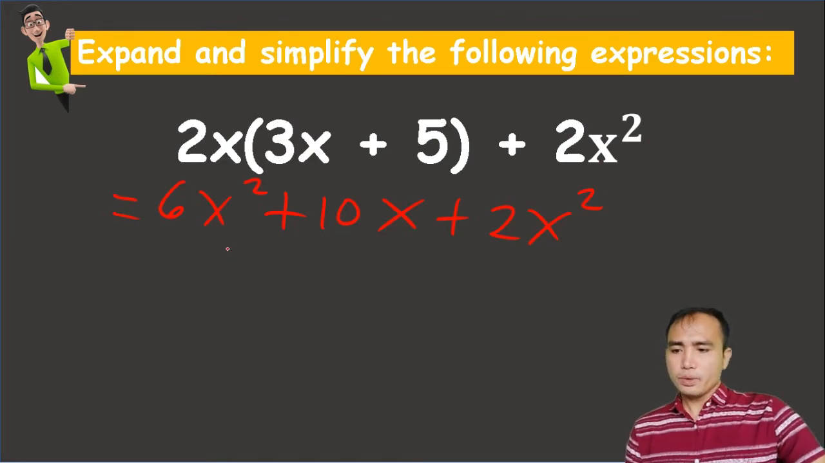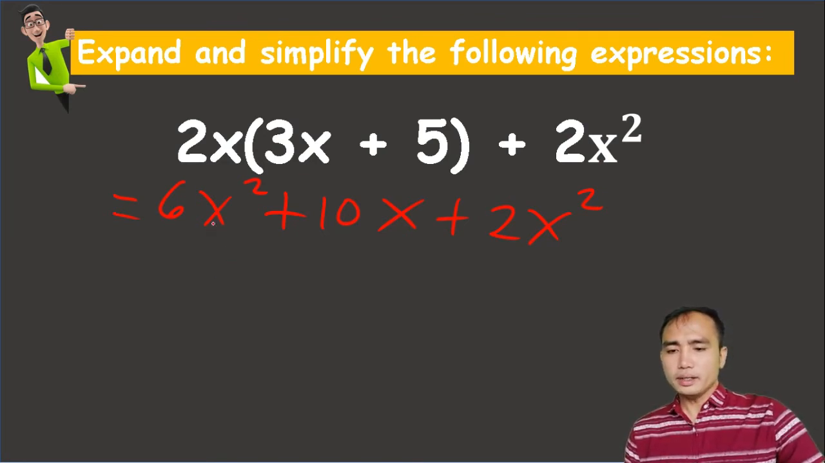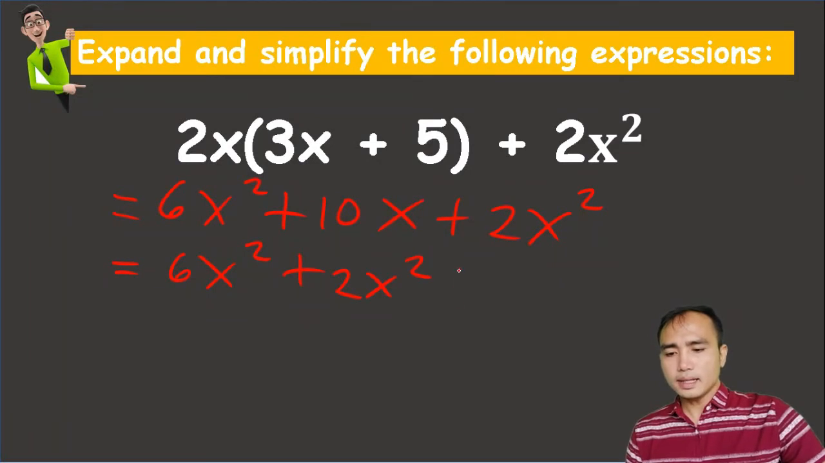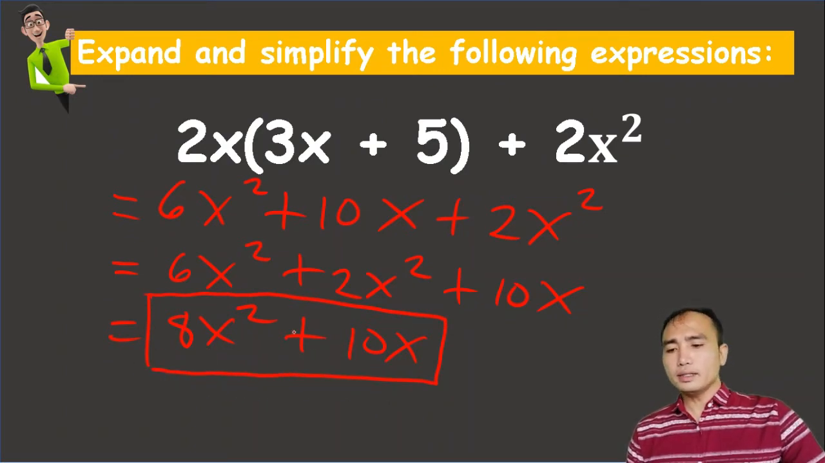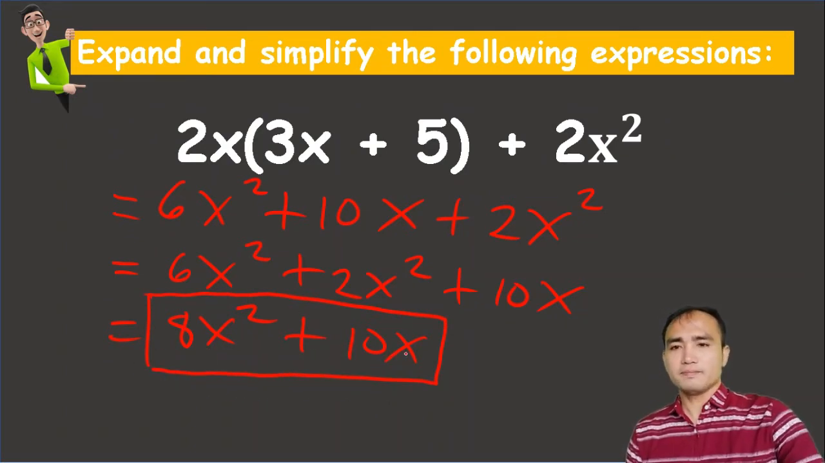Okay, look. We have here like terms, x squared, so we can combine that. So 6x squared plus 2x squared plus 10x. So 6 plus 2 is equal to 8. Then copy x squared and plus 10x. Okay, our simplified expression is equal to 8x squared plus 10x.